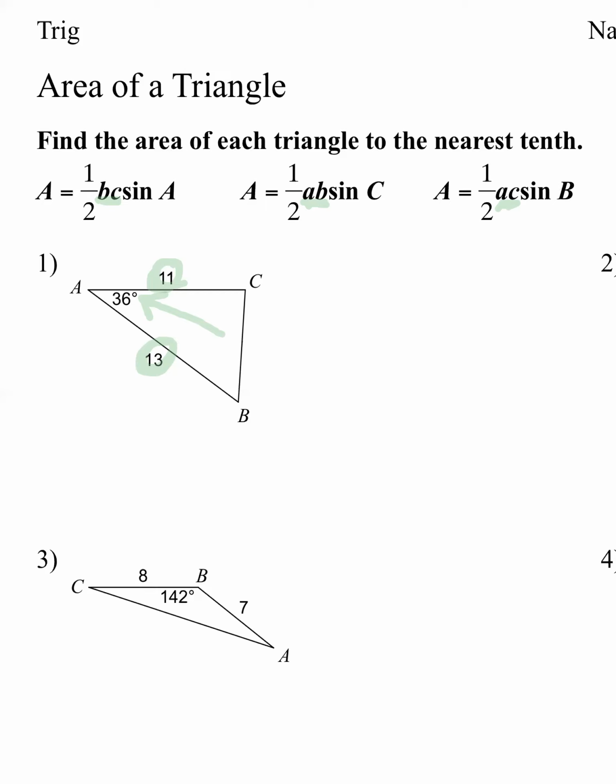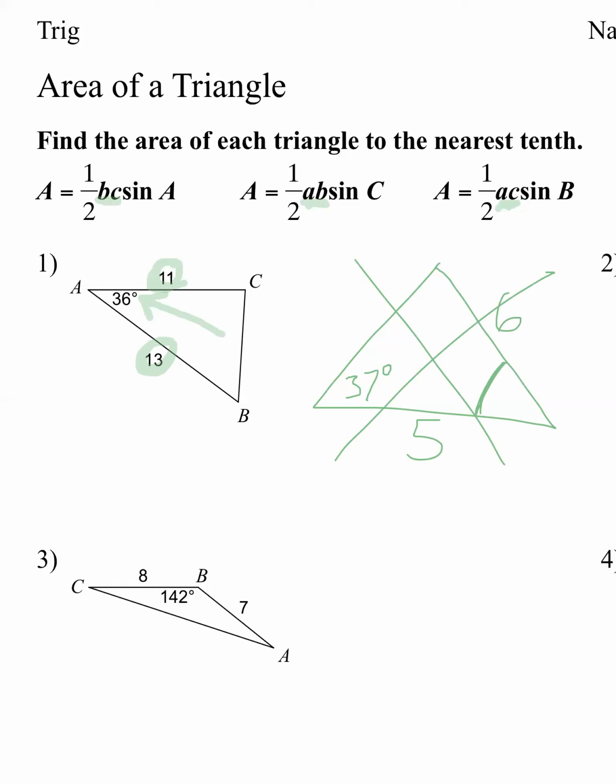So let me show you real quick what you could not do. If you had a triangle and you had that this was 5 and this was 6, but you had this was angle, I don't know, 37 degrees, you could not use this formula. You have to have the angle in between the 2 sides. That means where the 2 sides that are marked come together, that's the angle that you need. In this example, you don't have that, but lucky for you, in all of the examples on this worksheet, that is the case.